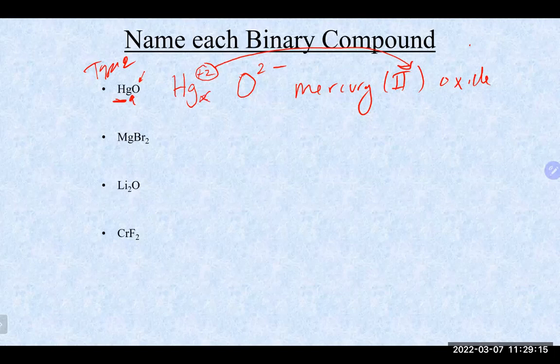Looking at the next one, Mg is magnesium. It is bromine, which is a non-metal. Magnesium is the important one. It is a type 1 compound, which means we don't need to worry about Roman numerals.